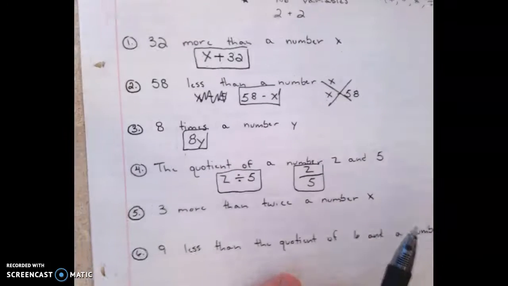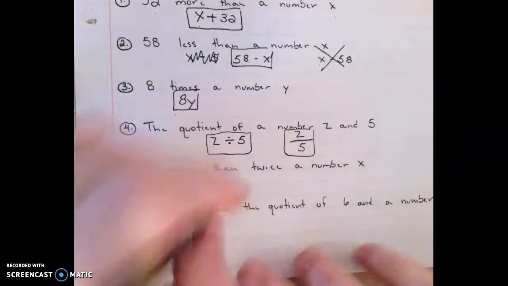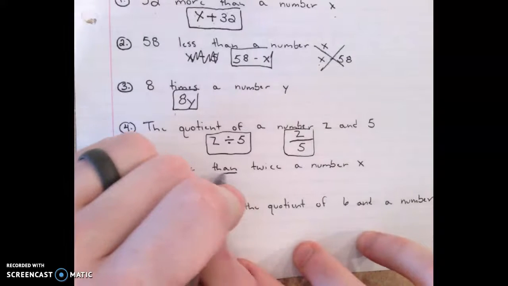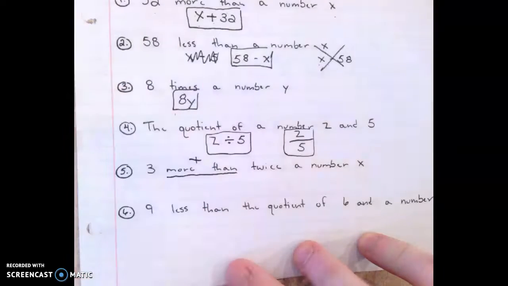As we move on to number 5, we read this one. We have 3 more than twice a number x. So now we want to try and identify what are the operations that we're going to be using. So 3 more than. Well, anytime we see more than, we're going to be thinking about addition.